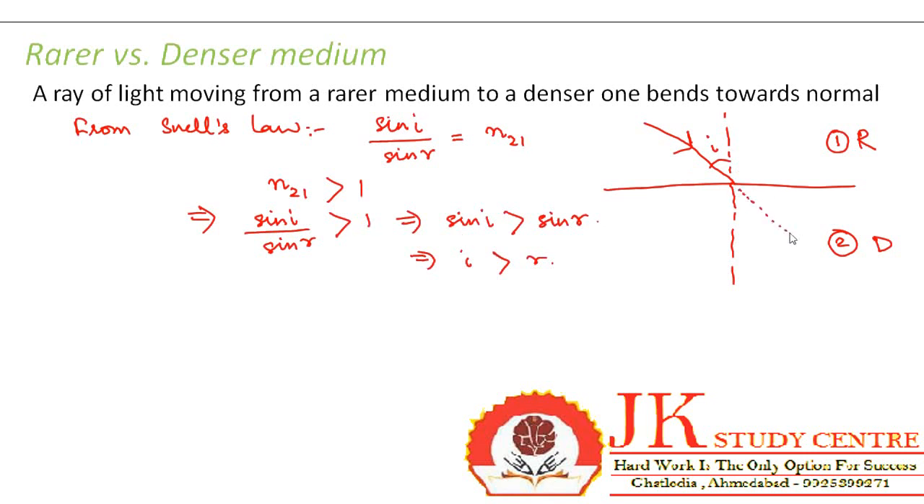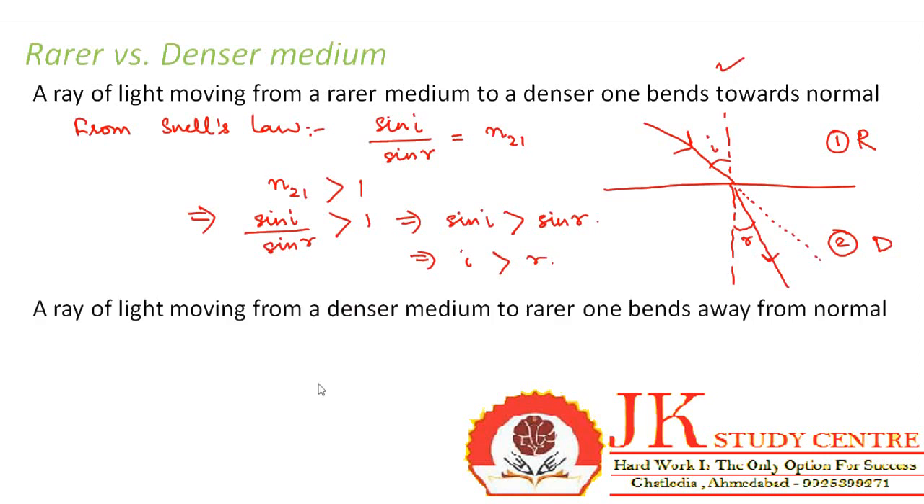Let us suppose if there is no bending, then it should go like this. In that case, angle i and angle r will be same. But whenever bending is there, if it moves towards the normal, then angle of refraction will be less. Right? So that means in this case, the refracted ray will bend towards the normal. That is why a ray of light moving from a rarer medium to a denser medium always bends towards the normal, whereas a ray of light moving from a denser medium to a rarer medium moves away from the normal. We can prove this in a similar manner.